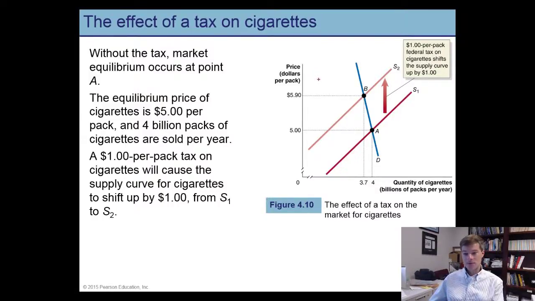When the supply curve shifts up by an amount equal to the size of the tax, when it shifts up by $1, the new intersection point representing the new equilibrium is going to be at point B. Here the equilibrium price is $5.90 and the equilibrium quantity is 3.7 billion packs of cigarettes per year. This is the price and quantity at which the original demand curve intersects the new supply curve that reflects the tax. So with the tax, the equilibrium price of cigarettes goes up from $5 to $5.90, and the equilibrium quantity goes down from 4 billion packs per year to 3.7 billion packs per year.